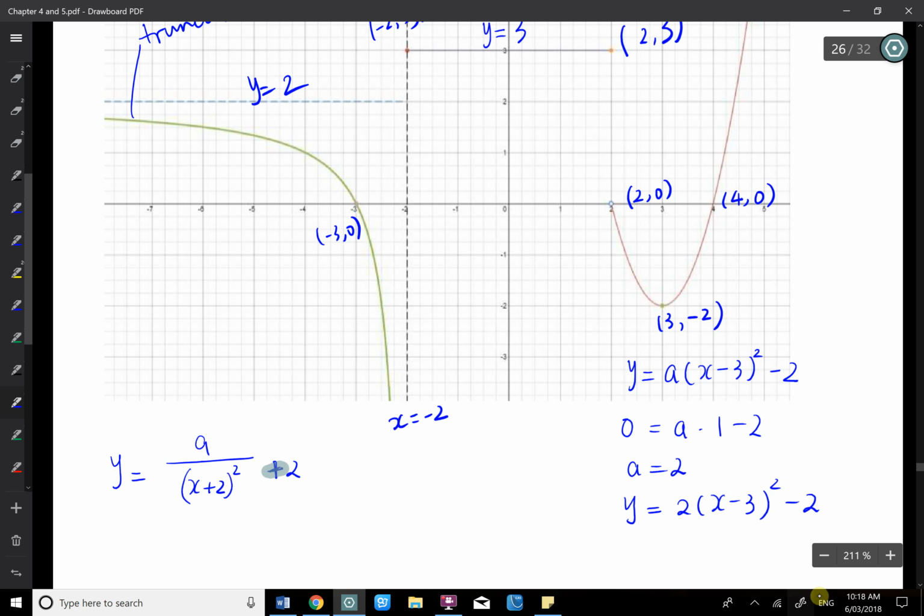Okay, for the basic equation, what we have is a over (x minus h) squared plus k. Because I need the asymptote at -2, the denominator will be x plus 2. When we solve it equals 0, then we have x equals -2 as the vertical asymptote. And then the horizontal one is just the k value, which is 2. No problem with that.